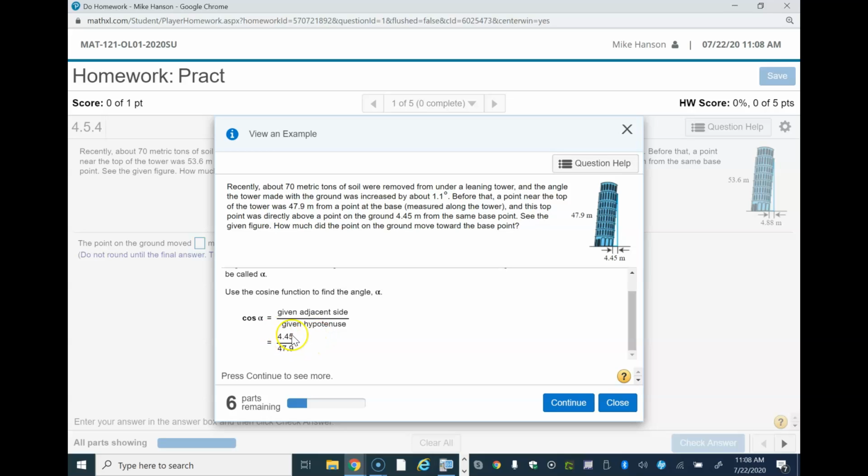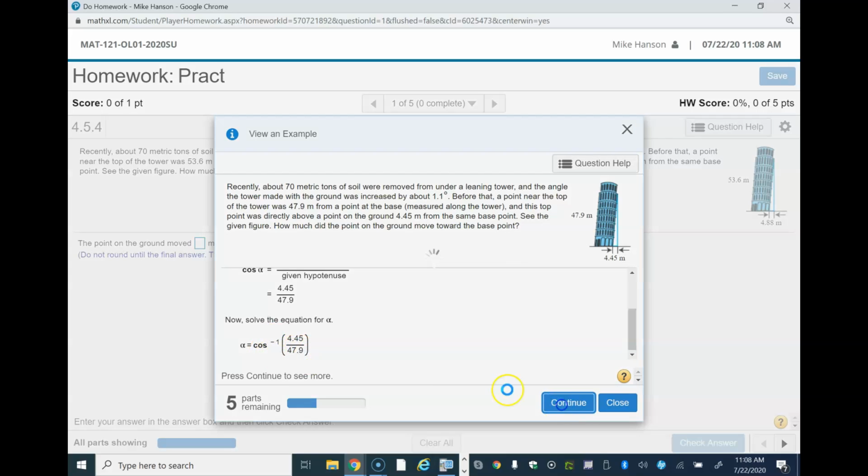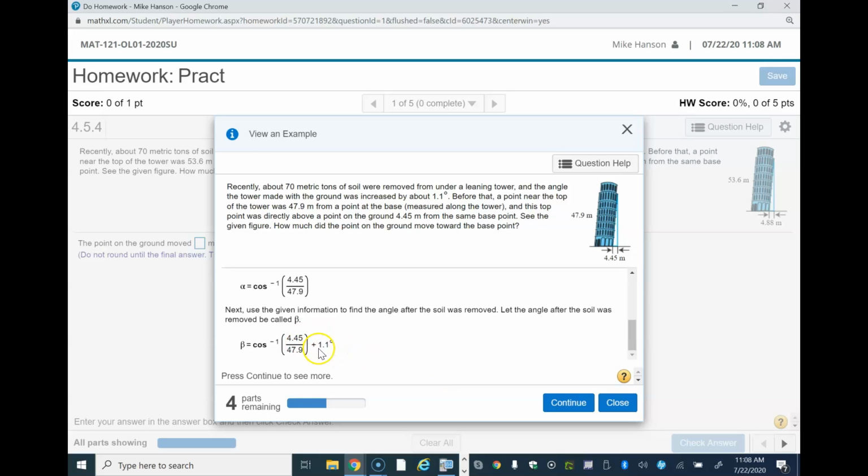So we put in our adjacent side and then our hypotenuse. And remember, if we're trying to find the angle, you always have to use the inverse button. Anytime we're trying to find an angle and we have two sides, and the only thing missing is the angle, you've got to use the inverse. So hit second and then the inverse in your calculator. Then we're going to add the 1.1 degrees. That's what increased, because increased means we add. If it decreased, we subtract.